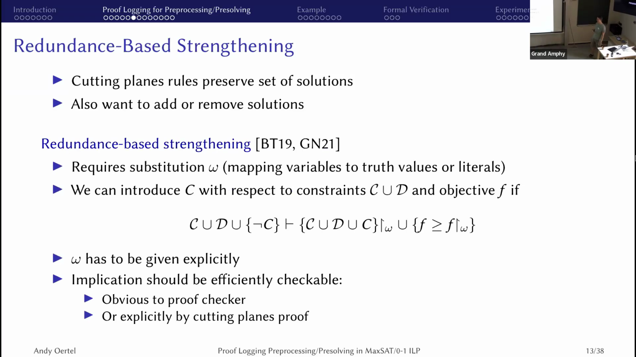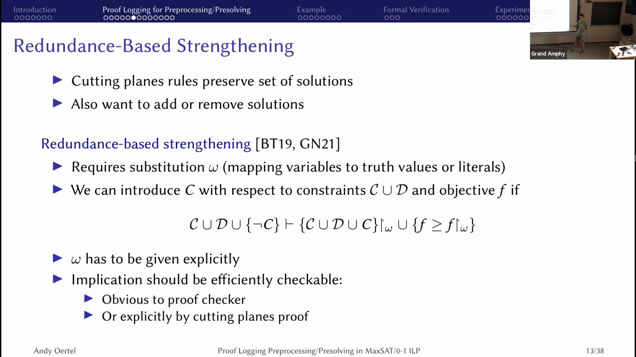And to do this, we have the redundance-based strengthening rule that the other tutorials also talked about already. We have the substitution, which maps the variables to truth values or literals. And then what we check is that we can introduce a new constraint C with respect to our current derived constraints and our current objective, if this implication holds. And what this basically says is that this witness, the substitution omega, patches up our current solution.